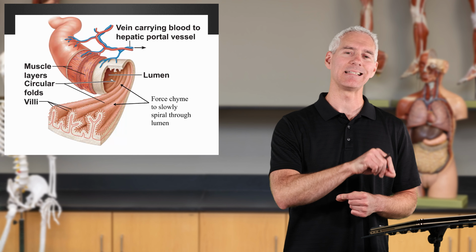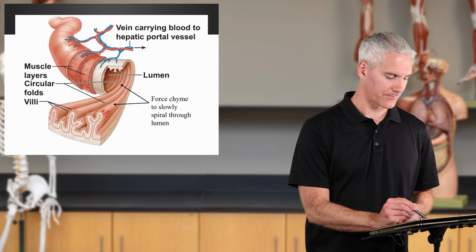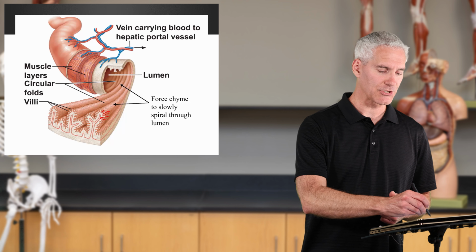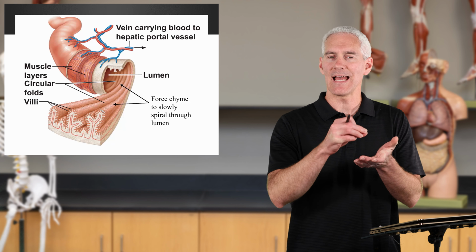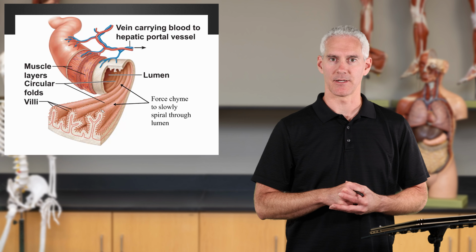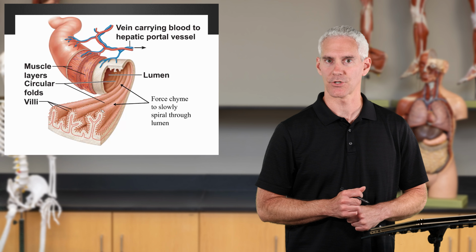And then on each one of those folds, you can see these little tiny projections coming out. Each one of those projections is a single villus. So you have those increasing surface area. The villi help to increase the surface area even further beyond the circular folds.